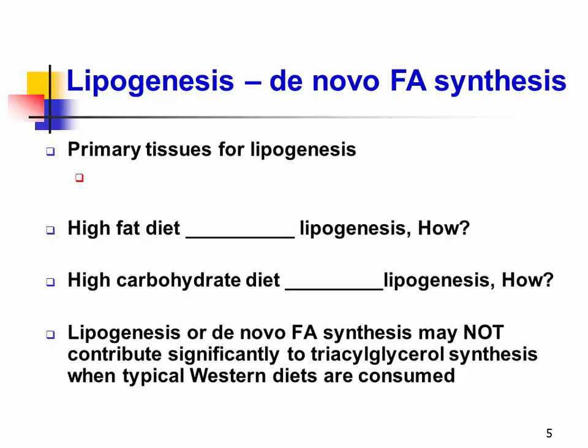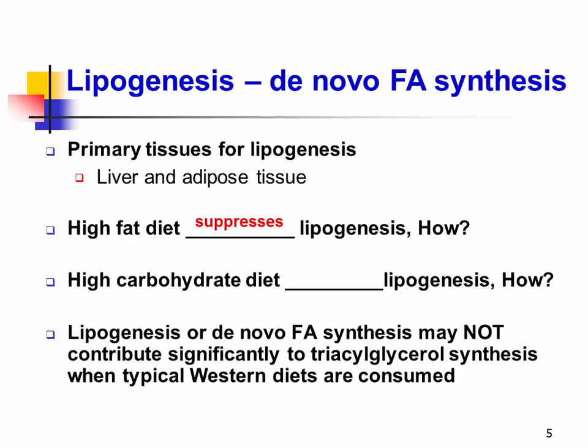And the second point is a high-fat diet. How do you think a high-fat diet regulates lipogenesis? Decrease? Yes, it decreases lipogenesis, right? Do you all agree? Okay, that's good. So a high-fat diet actually decreases or suppresses lipogenesis. Why? How?